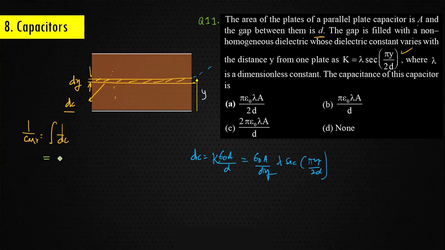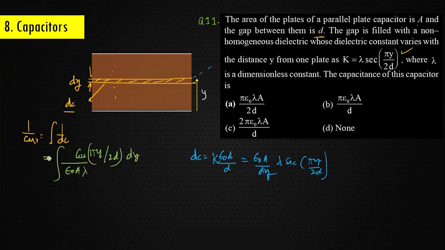So I write directly 1 upon dC equals to how much? Lambda into A into epsilon naught in the denominator. Epsilon naught A into lambda is in the denominator, and sec becomes cos into dy. So cos of pi y by 2d into dy. That is the integration.